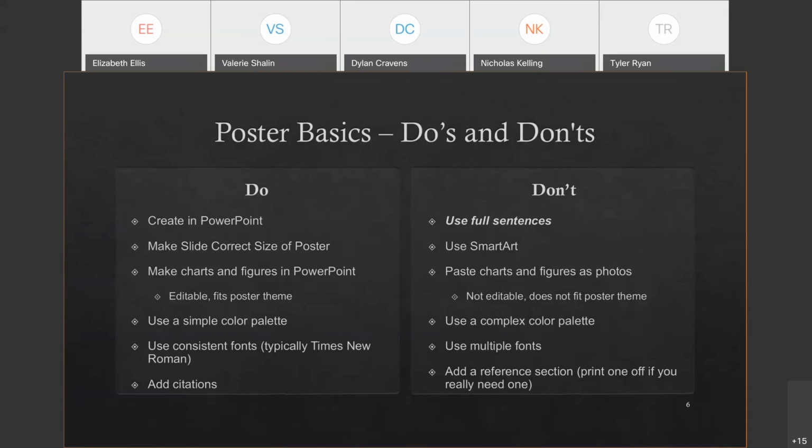Regarding this reference section issue, you're not suggesting that we don't put citations in the poster itself, right? So I can say Pennebaker 2020, for example, and just not have the reference section? Yes, exactly. That's exactly what I'm suggesting. You should have citations, and that's why I have here under the do's, add citations.